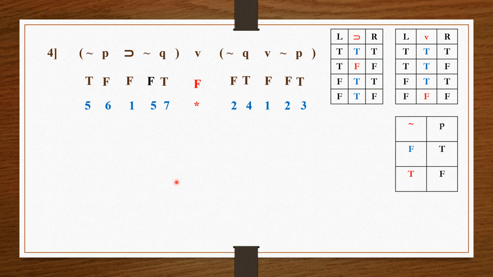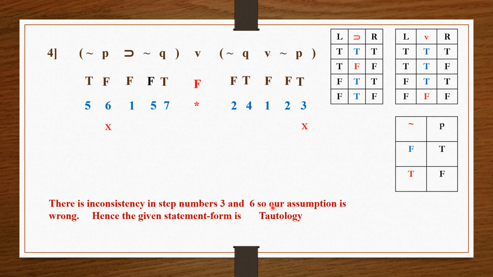Now since we have written all the truth values, we'll have to check whether there is any inconsistency. Let us check P's value. P's value here in step 3 is true, whereas in step 6 it is false. Q's value is the same, but P's value is wrong. So there is inconsistency, and we will mark it with a cross at steps number 3 and 6. Since there is inconsistency, our assumption is wrong and the given statement form is a tautology. So you have to mention the steps in which you find the inconsistency.